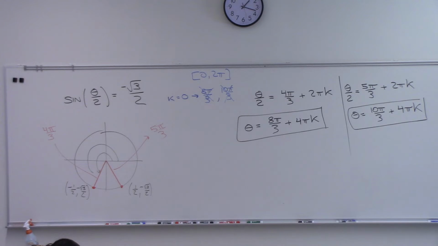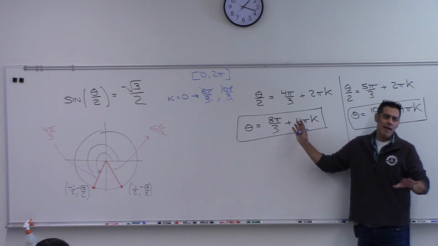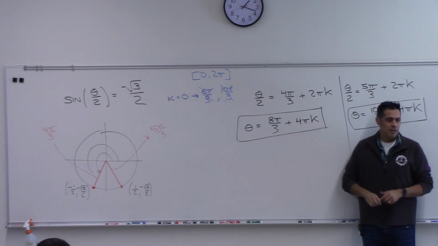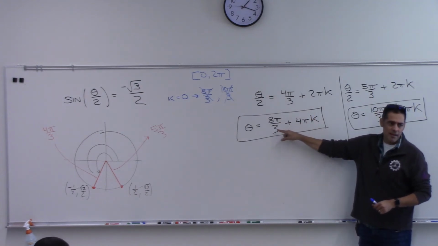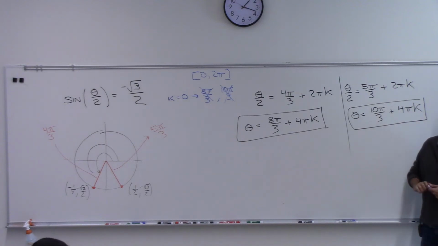Wouldn't we set the whole thing equal to over 3? If you wanted to get a common denominator, you could. You don't have to. I told you to get a common denominator, right? I'm just showing real quick that if k is 0, that angle's too big, and if k is 0 here, it's too big. Yeah, I will. You want me to?